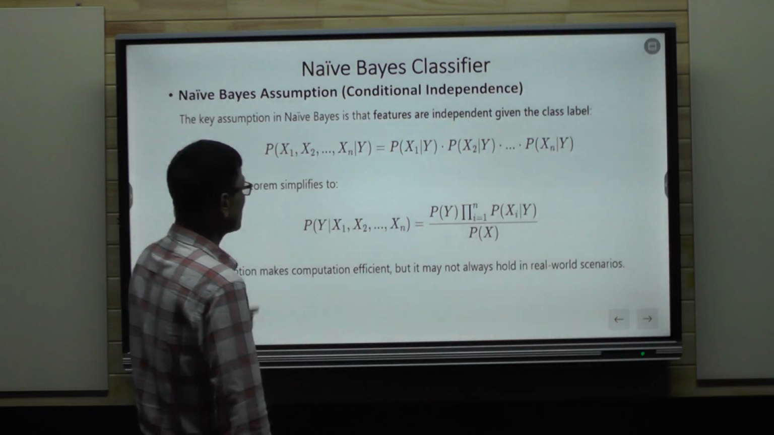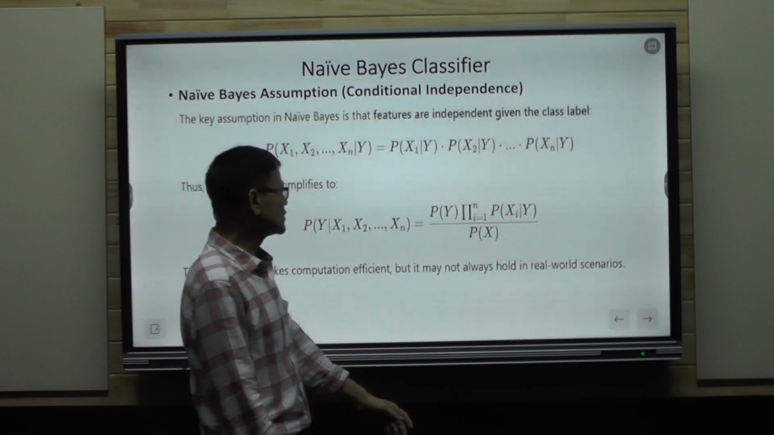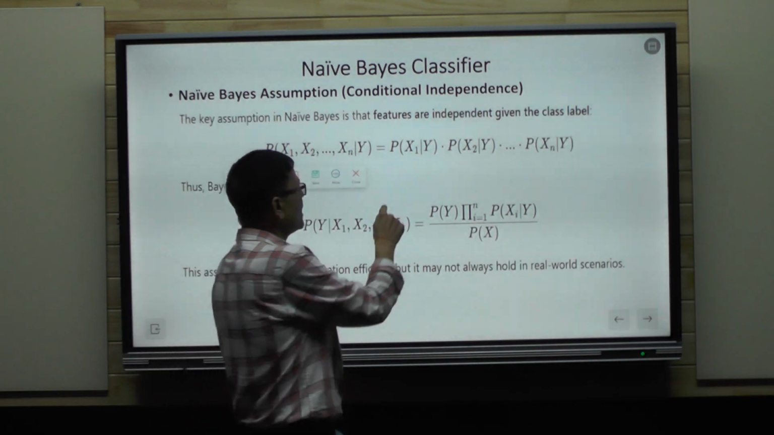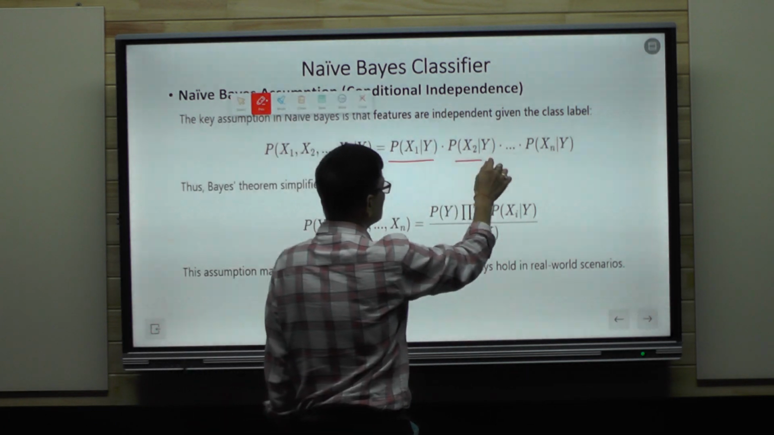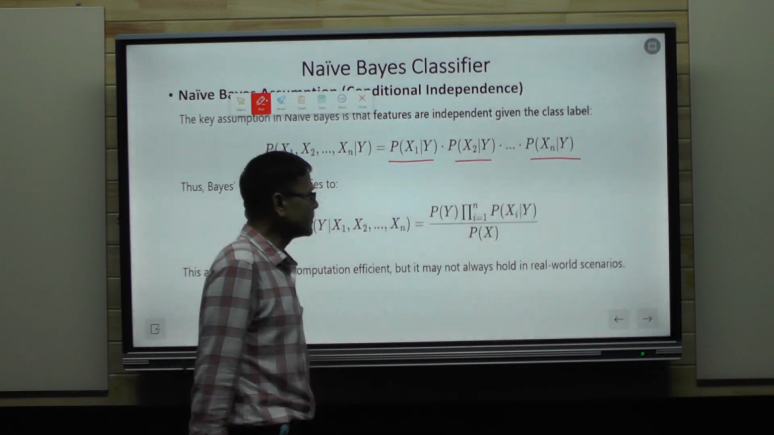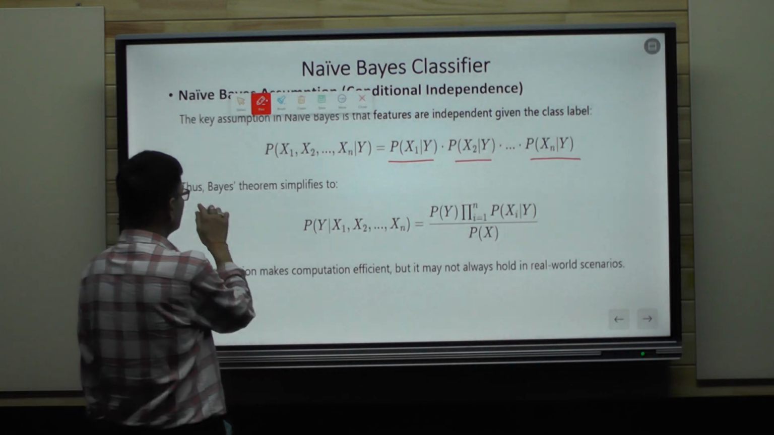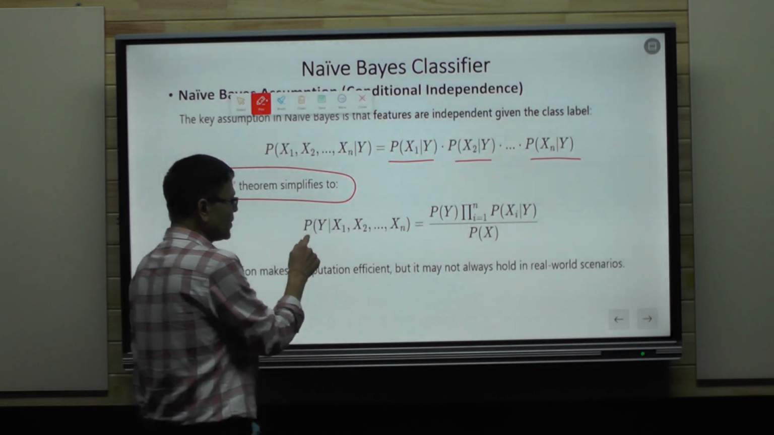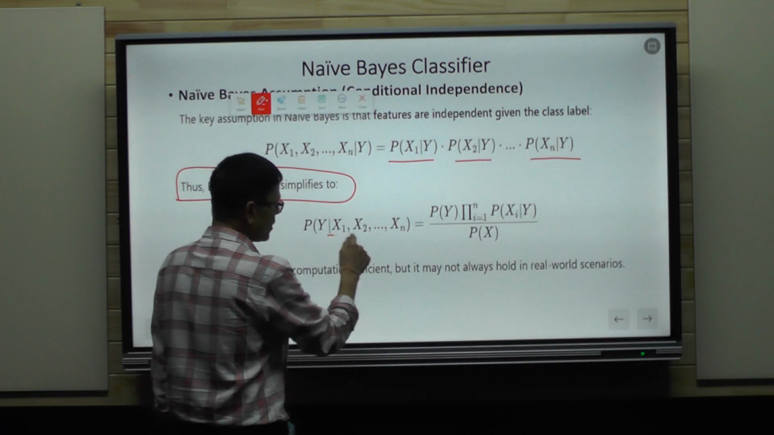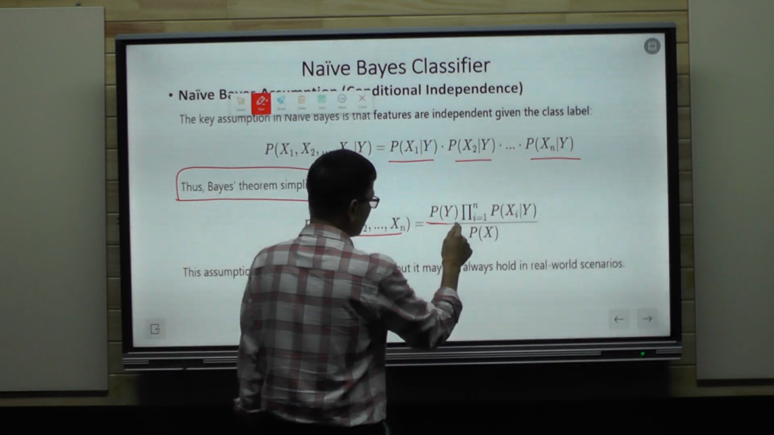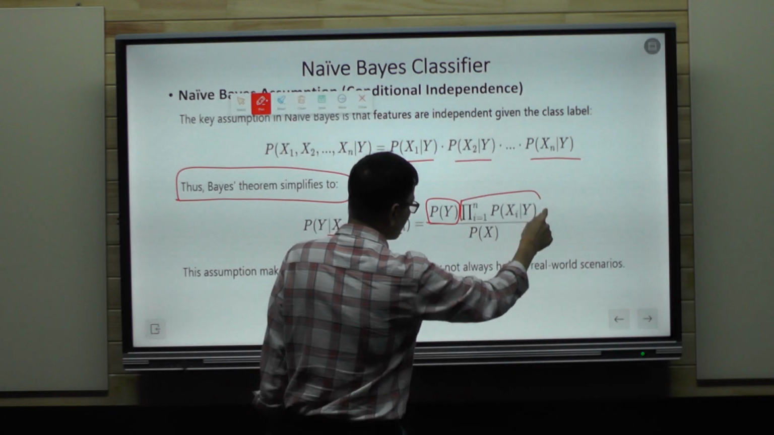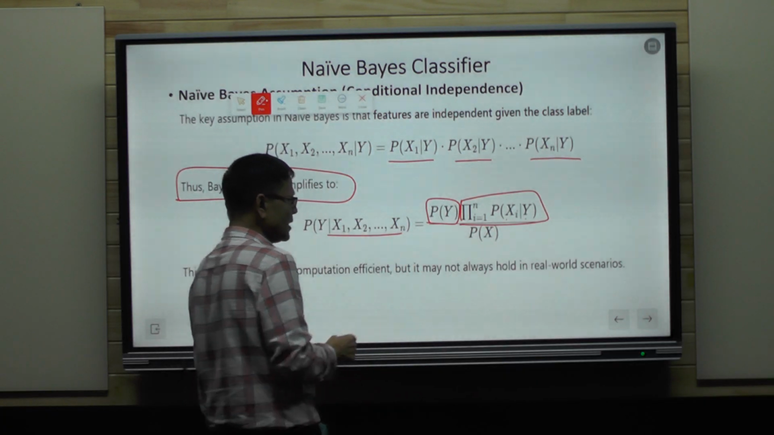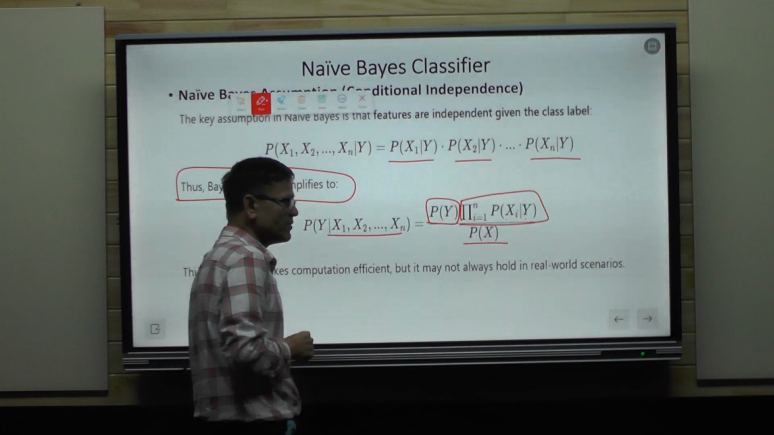Now, the key assumption is that all features are independent. If the features are independent, there is no correlation, then we can simply multiply x1 given y with x2 given y and xn given y. Okay, so we can write it. Thus the Bayes theorem simplifies to P of y given all the input features, we can have P of y multiplied by the product of P of xi given y, divided by P of x, that is the evidence.